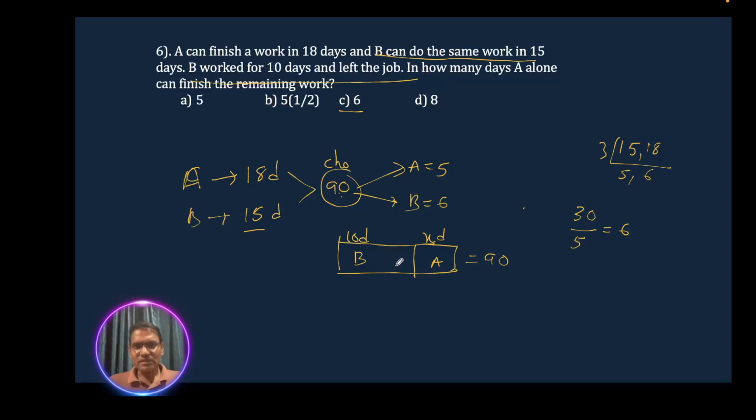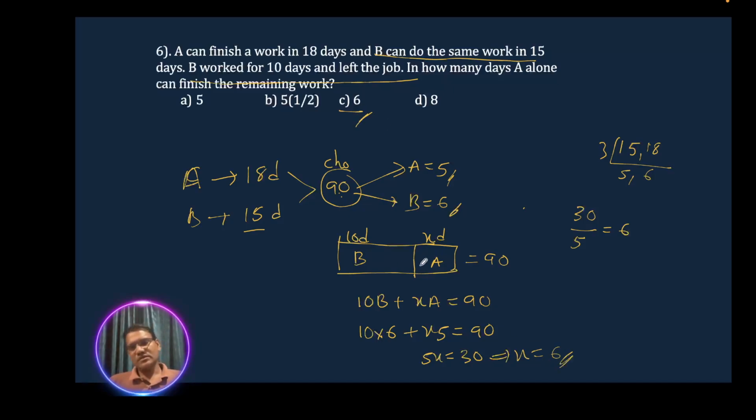Now I consider that information into an equation, that 10 days' work of B and X days' work of A will be 90. Now B's value we got is 6, A's value is 5. Now simplify. Now 5x equals 30, that implies x equals 6. So from here also we got this value 6, but it is better to do in this method for understanding purposes. So that is up to you to follow.